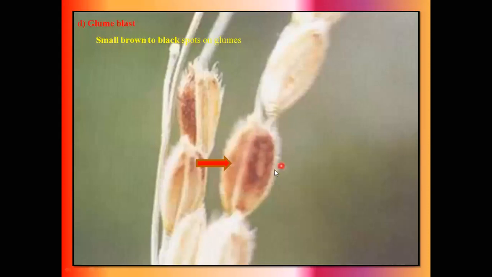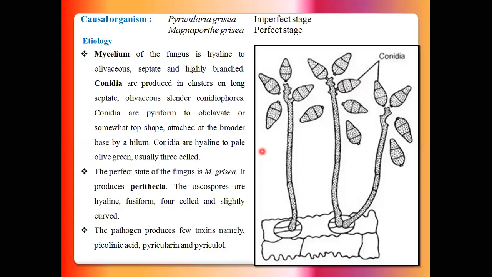This symptom is known as glume blast. Already brownish spots are seen on the outer surface of the glume. These glumes develop the seeds, so finally these seeds are also infected and show brown to black color. Then we discuss the causal organisms.